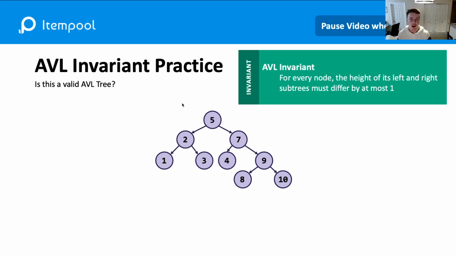So let's try testing our understanding on a couple trees here. Is this tree here an AVL tree? Take a second and think about this. Yes or no, is this tree an AVL tree? And why or why not? Okay, so this one I made a little tricky on purpose. This one's kind of a trick question.